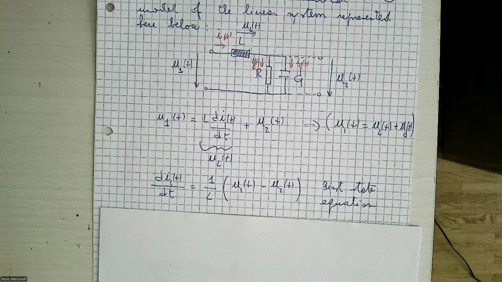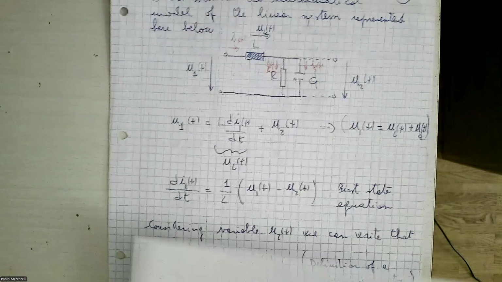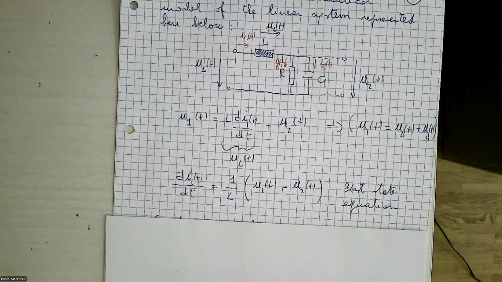Why is I1 a state? Because in this system we have two independent energies, the electromagnetic energy and the electrostatic energy. The electromagnetic energy is related to the current. This means the variation of the current is basically the variation of the energy. The variation of the current reflects the variation of the energy.